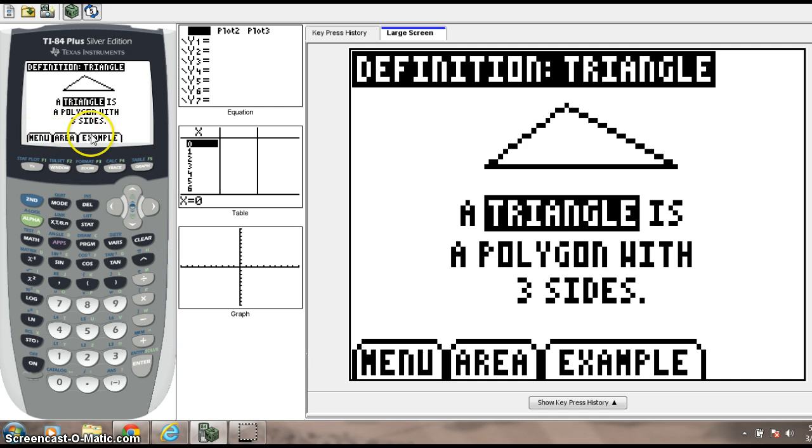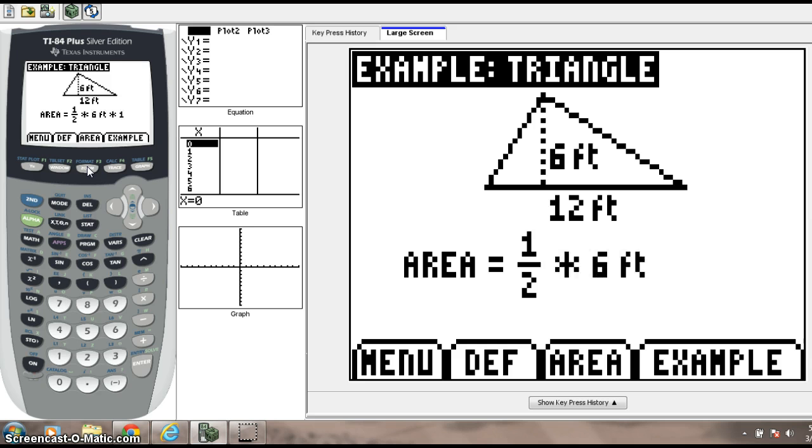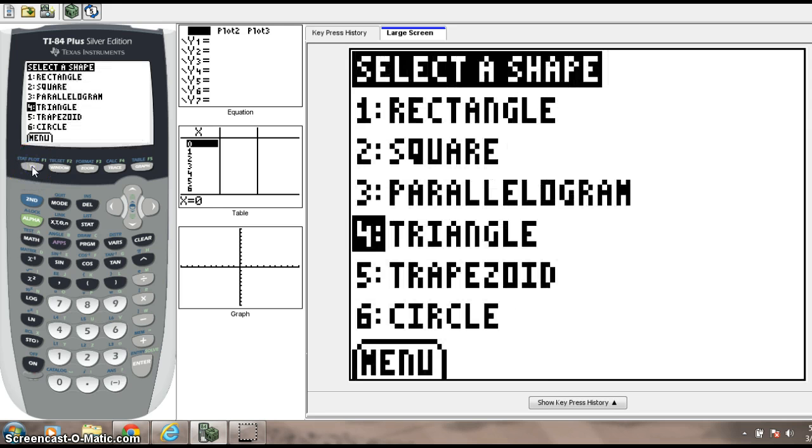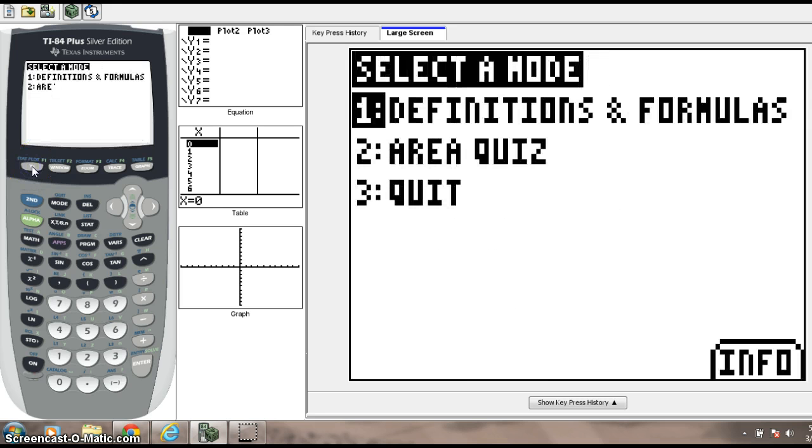And this, you might find yourself touching this like it's a touch screen, but it's not. You have to actually push buttons. So just line yourself up with what tab you want. So if you want menu, you're going to push this Y equals key. If you want area, you're going to push the window key. For example, you'll push the zoom key. So let's do an example. Area of this triangle is 1/2 base times height, and it actually calculates it for you. Okay. Then if you click on here, you can go back to the menu, go back to the menu again, and then select quit.